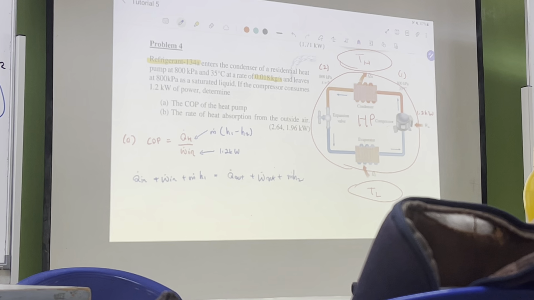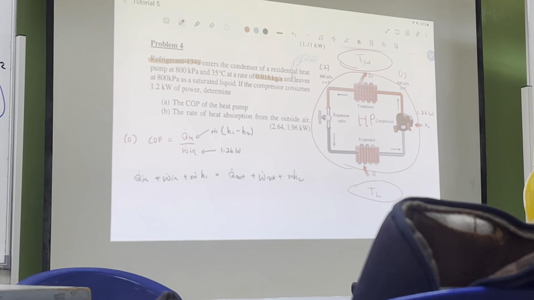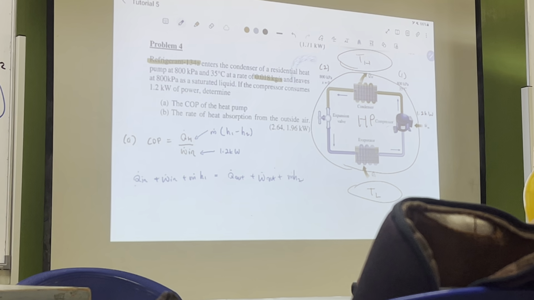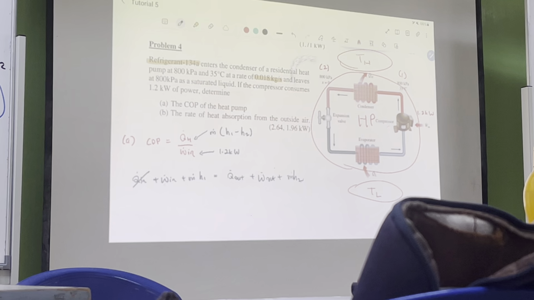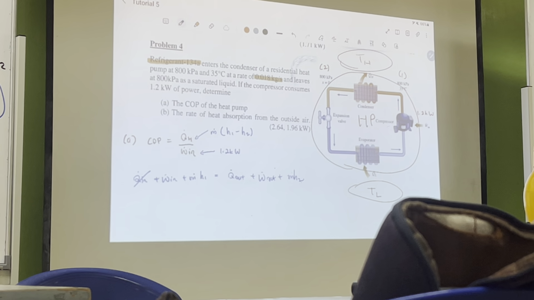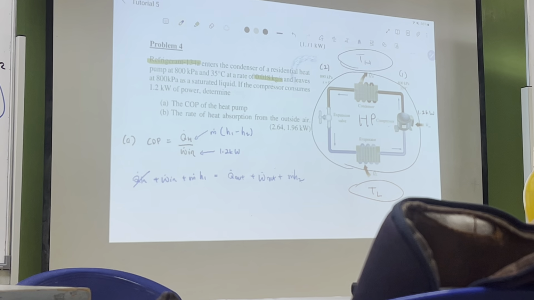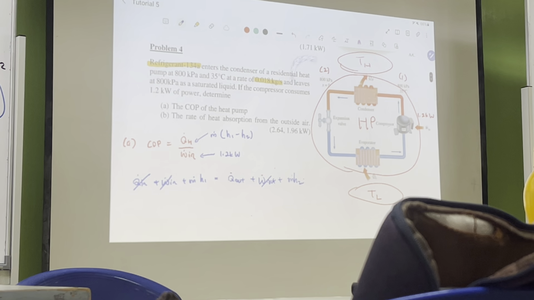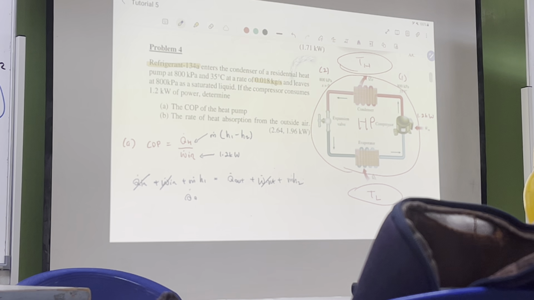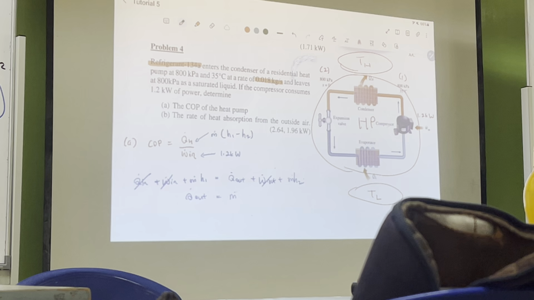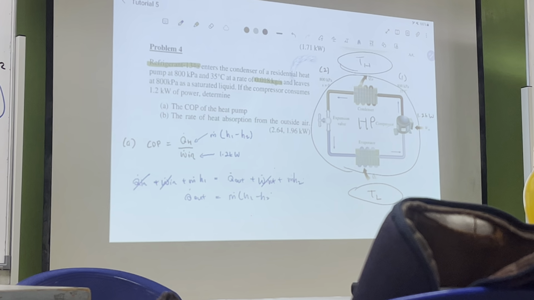What is the function of a condenser? The condenser is to reject heat. So this one we cancel off. And for work itself, there shouldn't be any work in a condenser because it's just a heat exchanger. So you cancel this one off. If you move them around, it's just Q out equals M dot (H1 minus H2). So it's the exact same equation.